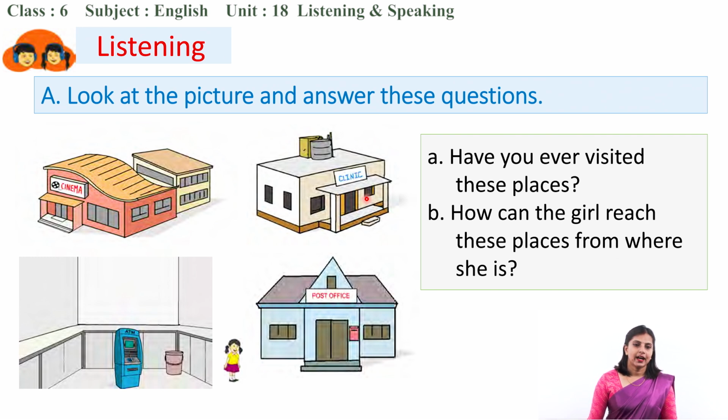Now, what about the ATM? What type of machine is this? Yes, it's a machine which gives us money. But it doesn't give money from anywhere else, only from the bank account. In our bank account, however much money we have, we can withdraw as much as we need. Okay, and the post office, you know already.